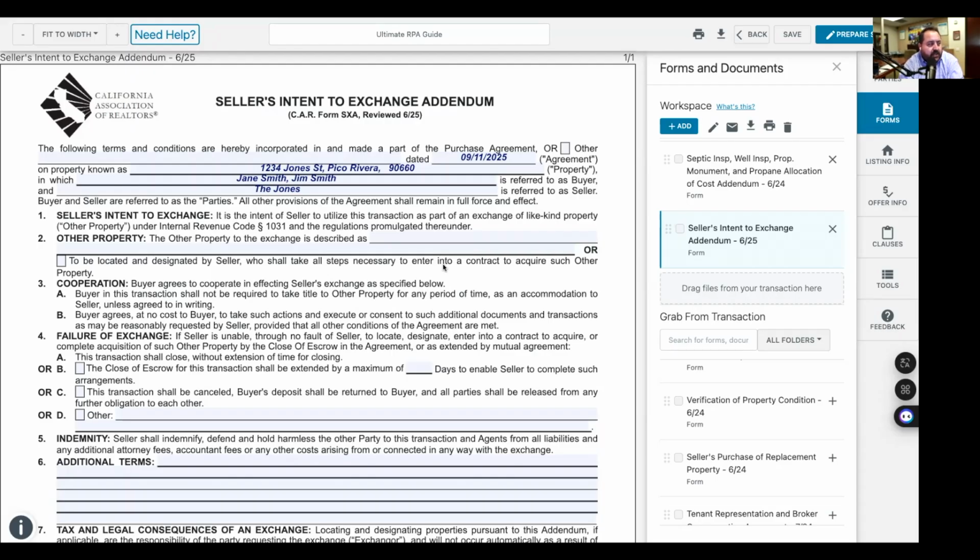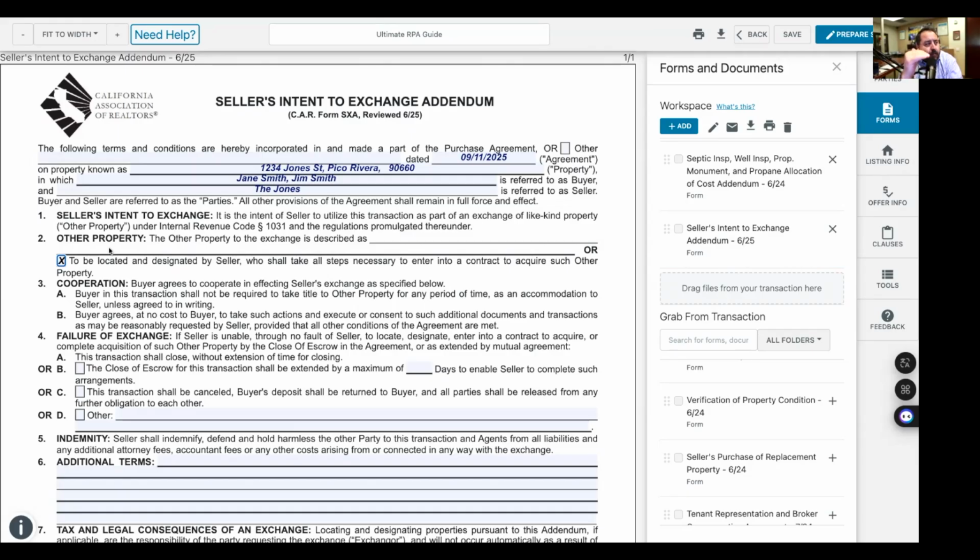Paragraph 1, seller intent to exchange. It is the intent of the seller to utilize this transaction as part of an exchange of like kind property under Internal Revenue Code 1031 and the regulations promulgated thereunder. The other property to the exchange is described as, that's if you already have identified another property that you're trying to purchase, or to be located and designated by seller who shall take all steps necessary to enter into a contract to acquire such other property. So most of the time you're going to be checking this box, unless you've already identified a property, then you could do that one.